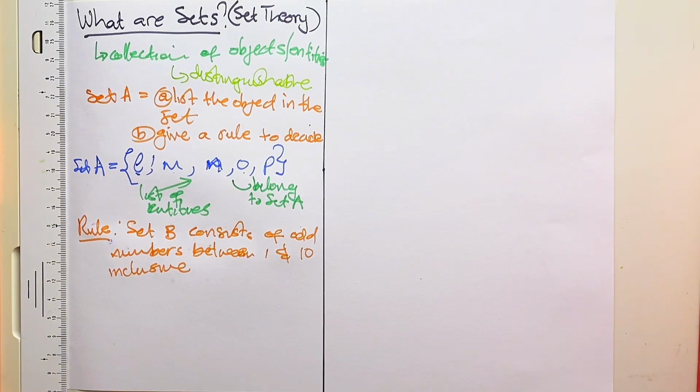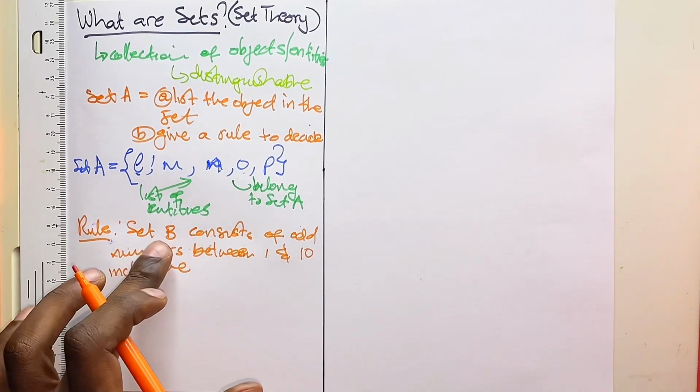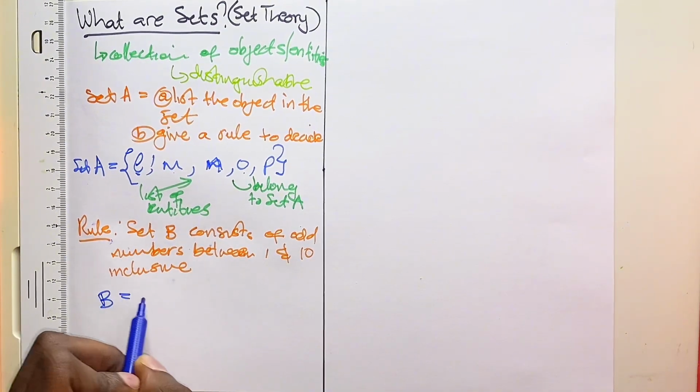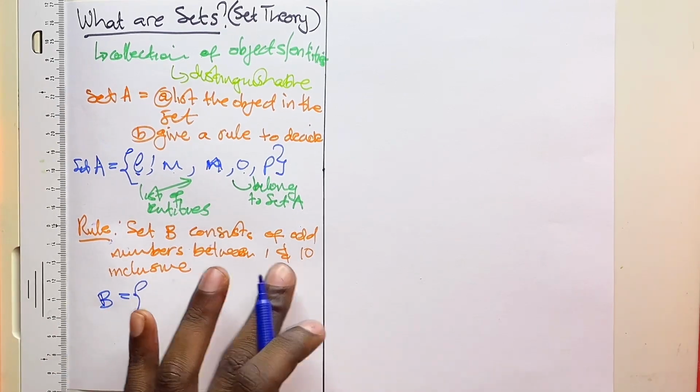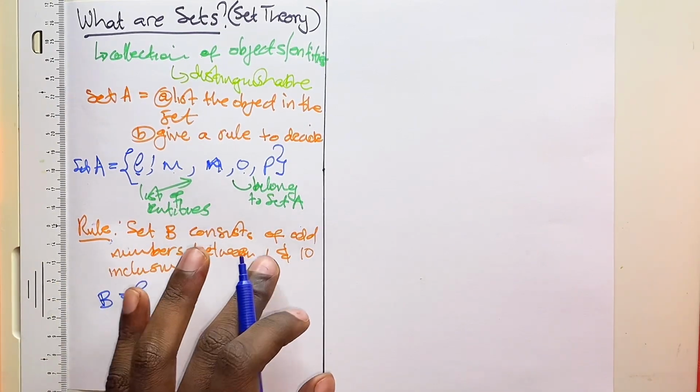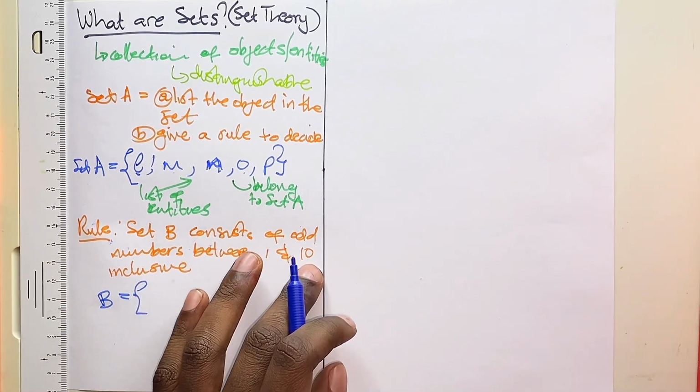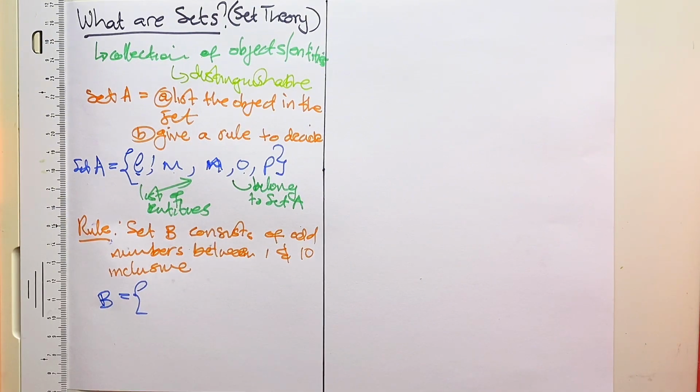Now, on this planet, there's an infinite number of numbers. I can count from 1, and you can never reach the end of numbers. You'll keep going higher and higher. But all those infinite numbers do not fall in my set B, because my set has a rule as to which numbers can fall into it. And that rule is that these numbers must be odd, and they must be between 1 and 10 inclusive. When we say inclusive, we mean 1 and 10 are part of my consideration.